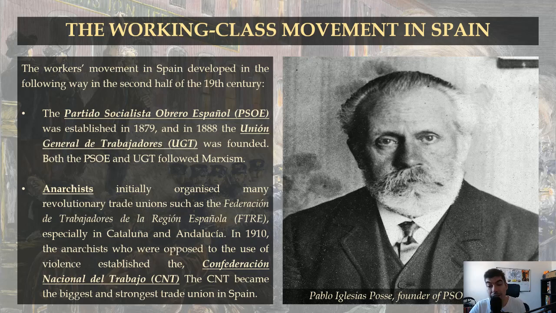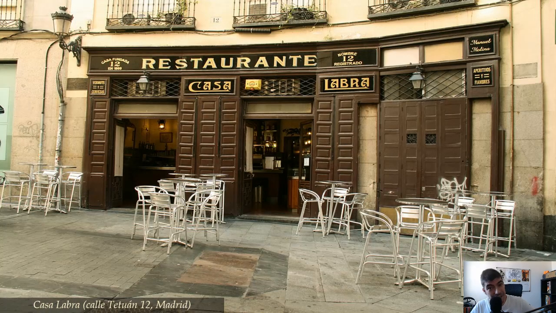Also, in 1910, the anarchists who were opposed to the use of violence, because many anarchists came up with terrorist actions, established la Confederación Nacional del Trabajo, la CNT, which became the biggest and strongest trade union in Spain until today. La CNT sigue existiendo hoy en día, igual que la UGT, igual que el PSOE. And this is the end.